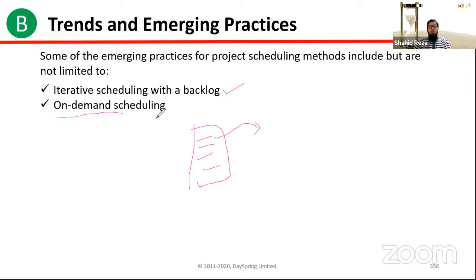Another one is on-demand scheduling. That we also talked about, but the name was not the same. That is actually the Kanban board. That means we use this type of swim lane. Here we can write simply like this: to do. Then in progress, or doing. And this can be done.